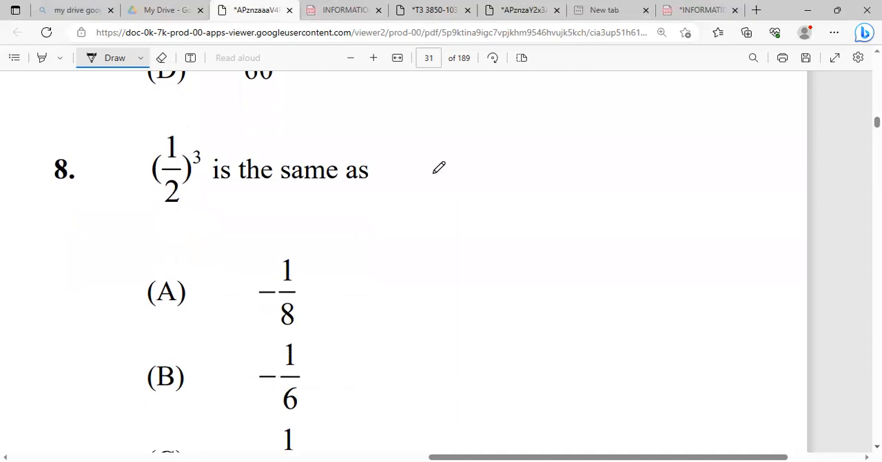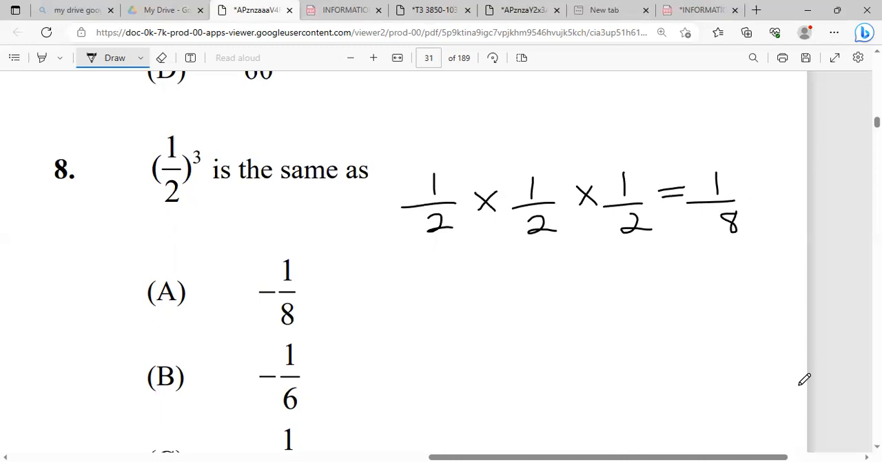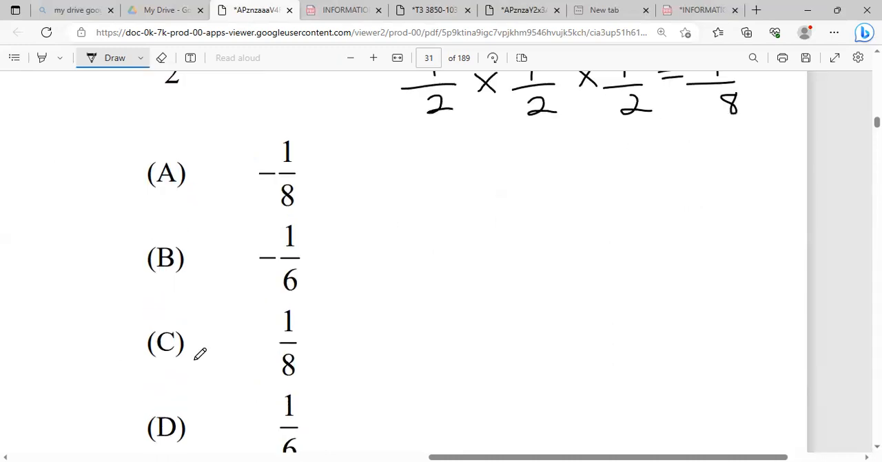All right, so we have a half raised to the third. So that means we're going to multiply the number by itself 3 times. So it's a half times a half times a half. Numerator times numerator, 1 times 1 is 1, times 1 is 1. 2 times 2 is 4, times 2 is 8. So since it's positive, it would be 1 over 8. And I think that would be it.